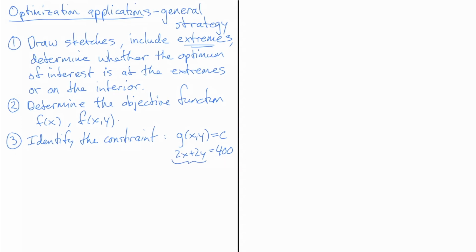Let's say in that case of the fence around an enclosure, the f of xy would just be the area, which would be the height times the width of the enclosure. So you have one function for the objective function and another function for the constraint. All right, so that's the third thing.